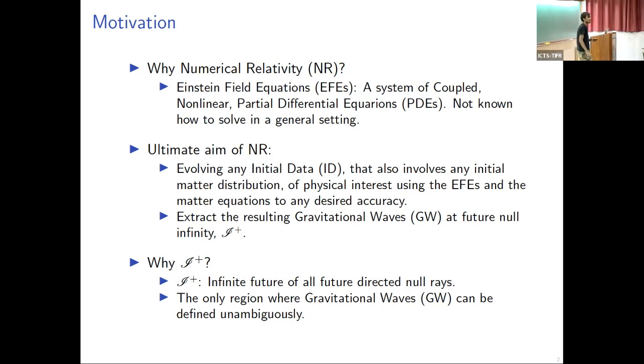So first of all, what is scri plus, or the future null infinity? It is simply the infinite future of all future directed null rays or null trajectories. In simple words, I'm standing here, pointing my laser pulse in any direction. This laser pulse will reach the future null infinity in the infinite future. So this is the simple definition.